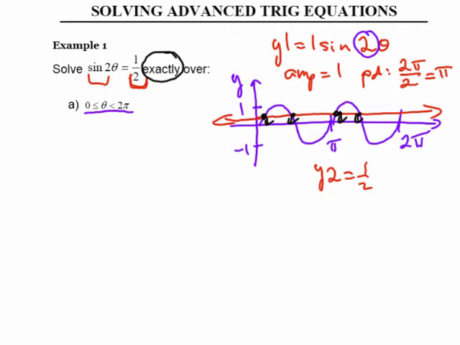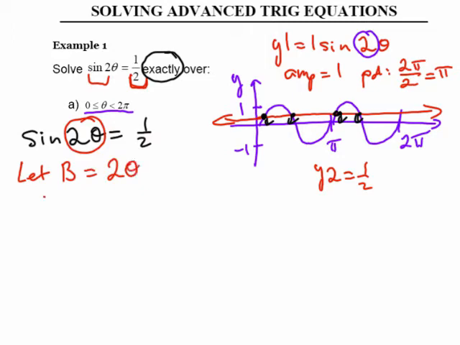Alright, so starting with my question, sine 2 theta equals a half. What I like to do in situations where the angle is a bit more complex than normal is I'm just going to assign that to a variable. Let b equal 2 theta and do a substitution. And now this looks like an equation that I've solved before. I'm going to go through my steps.